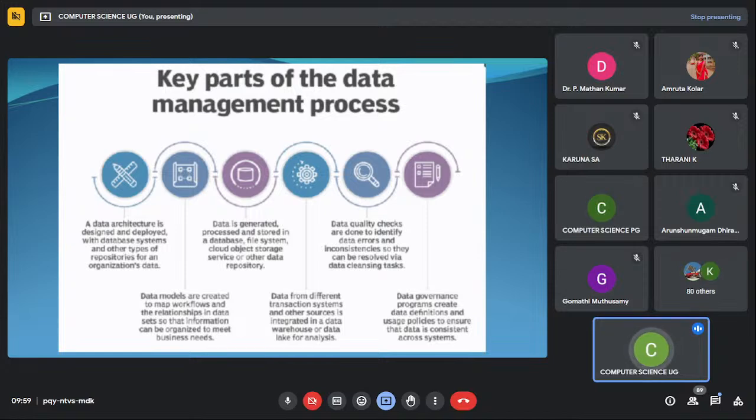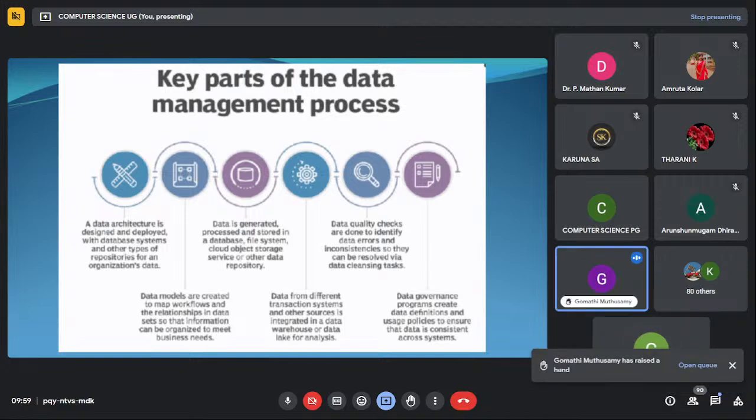So the next one is data from different transaction systems and other sources. And how are we going to integrate the data? This is again a big problem. So, the integration of data.